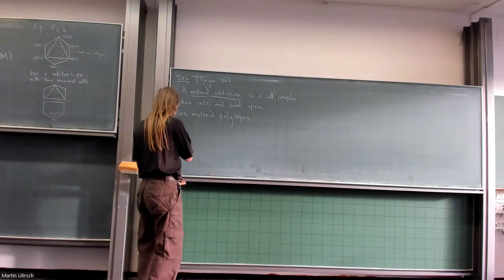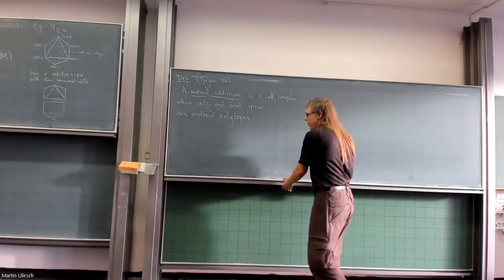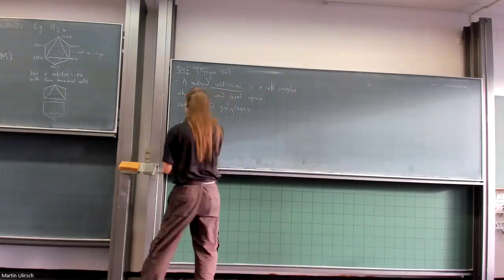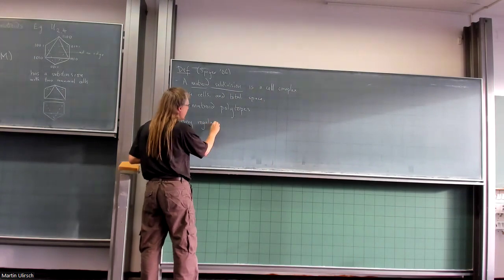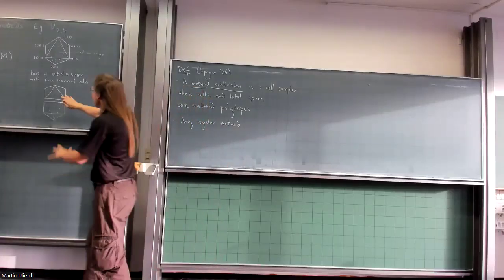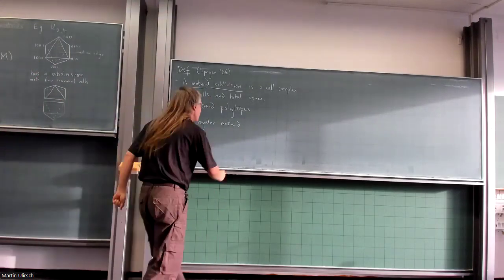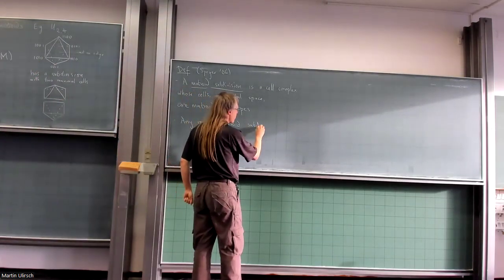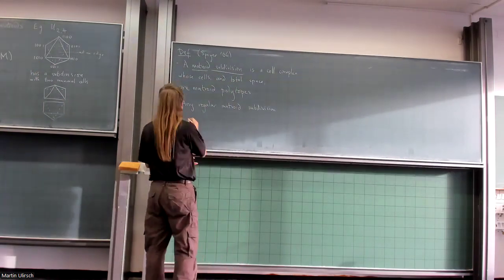And now from such a thing, you produce a tropical linear space, at least if it's regular. Any regular matroid subdivision is given by a height function, lifting things into one more dimension and then looking at it from below, say. Any regular matroid subdivision induces a tropical linear space.